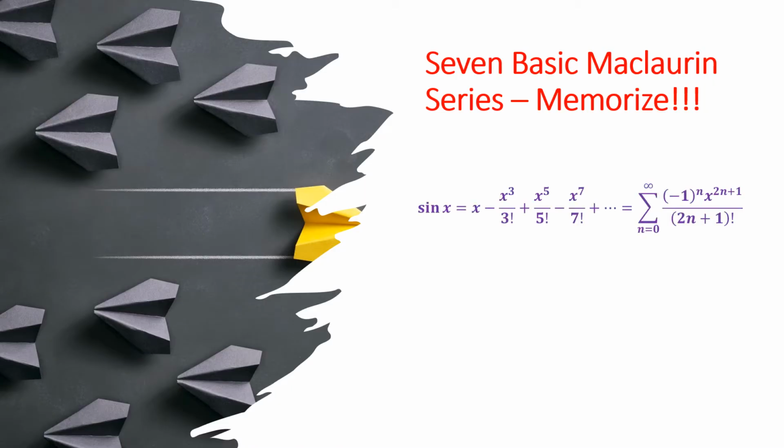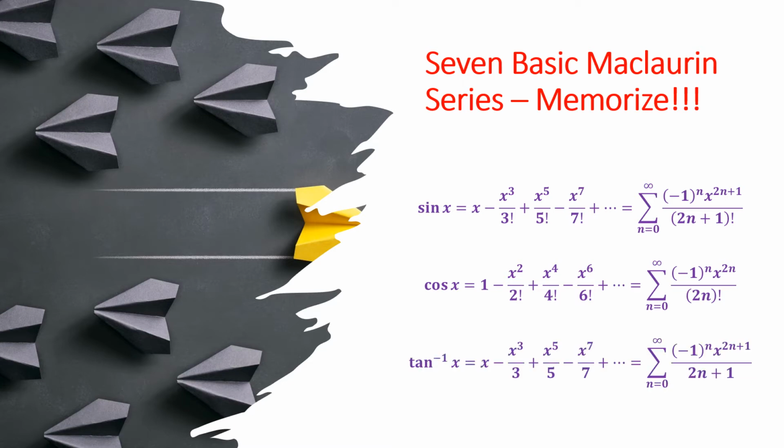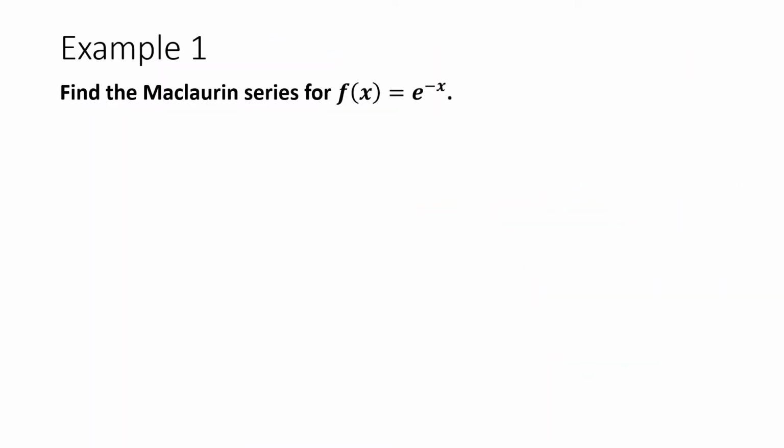Sine x is negative 1 to the n x to the 2n plus 1 over 2n plus 1 factorial. Cosine of x is negative 1 to the n x to the 2n over 2n factorial. And tan inverse of x is negative 1 to the n x to the 2n plus 1 over 2n plus 1. We're going to use what we memorized to build other series, so it's super important that you know these like the back of your hand.